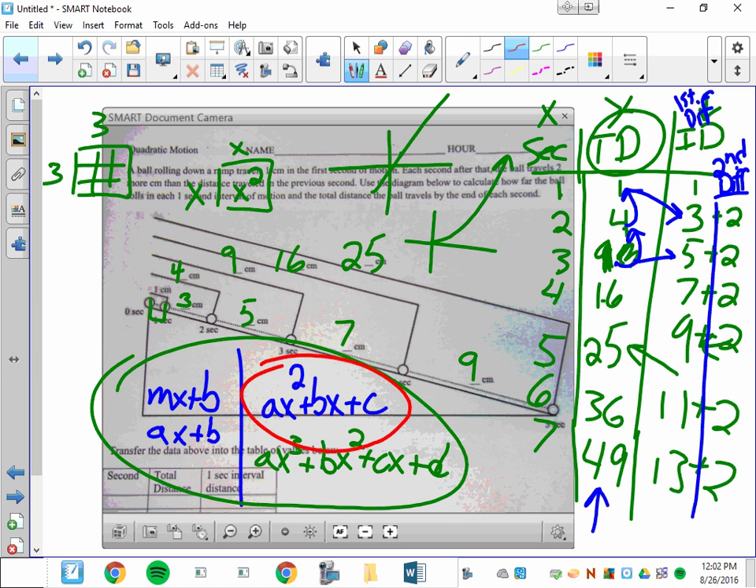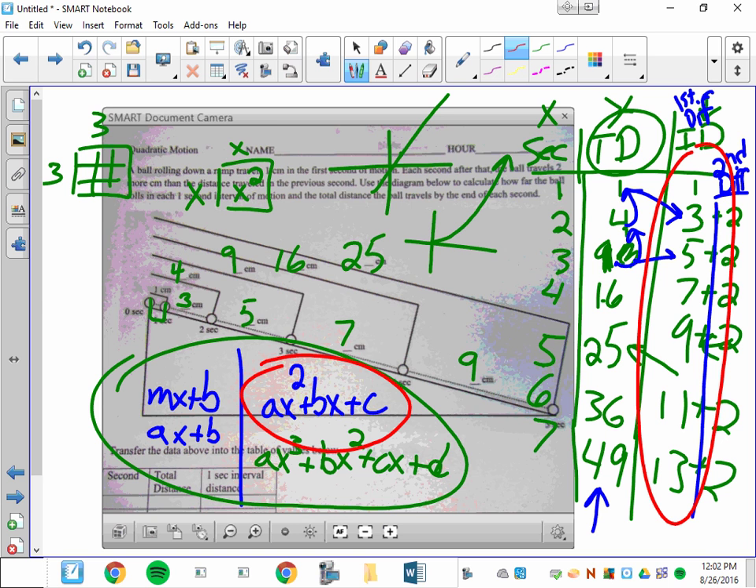Okay, so you have 4 questions. First one. What is the equation? Y equals x squared. Easy. That is the first question. Second question: what pattern do you see in the interval distance column? So this column right here. This is linear because the first differences of that column are constant.